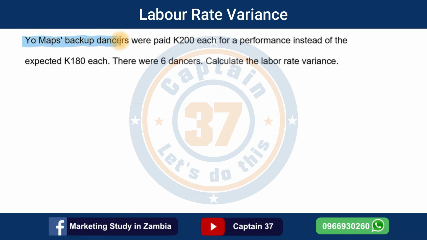Yomaps backup dancers were paid 200 kwacha each for a performance instead of the expected 180 kwacha each. There were 6 dancers. Calculate the labor rate variance.